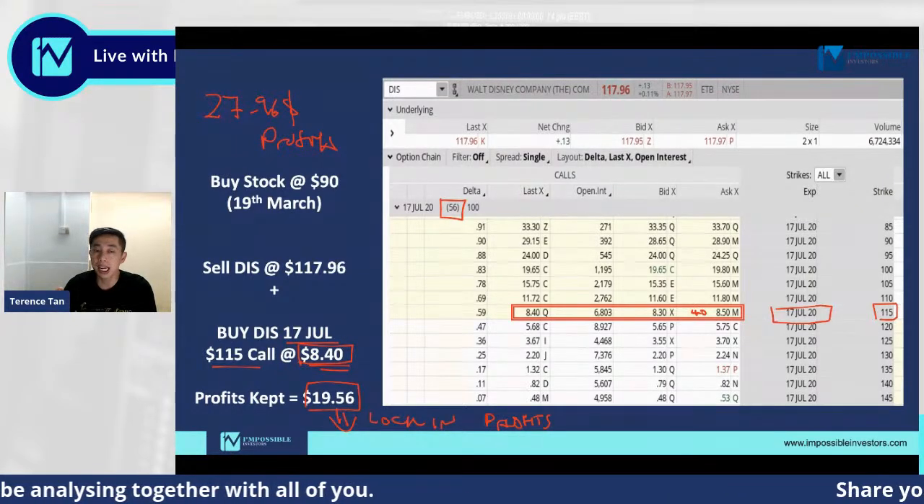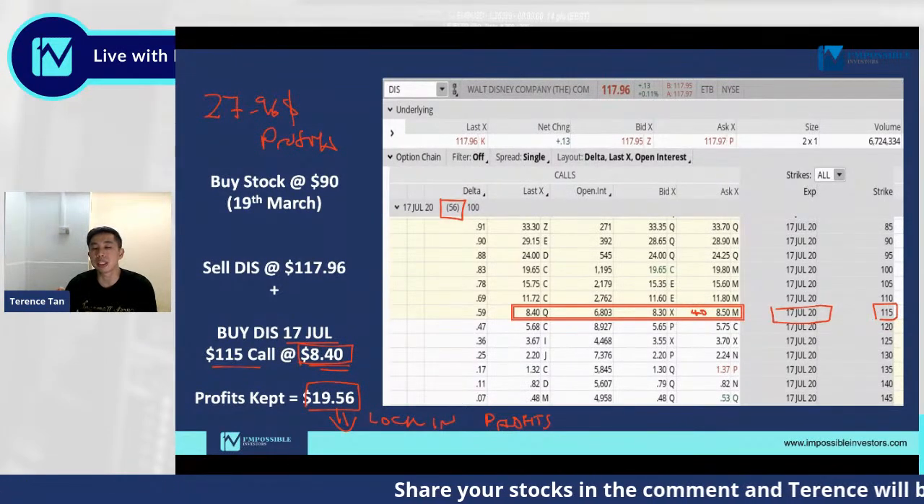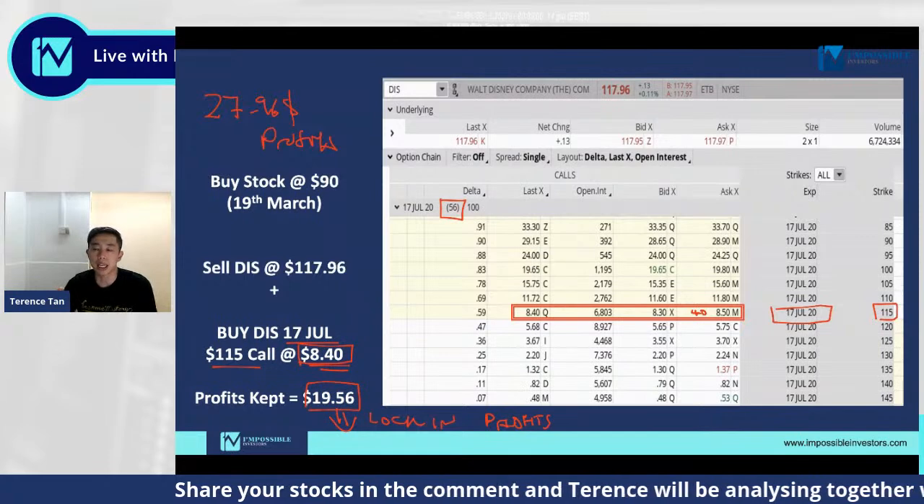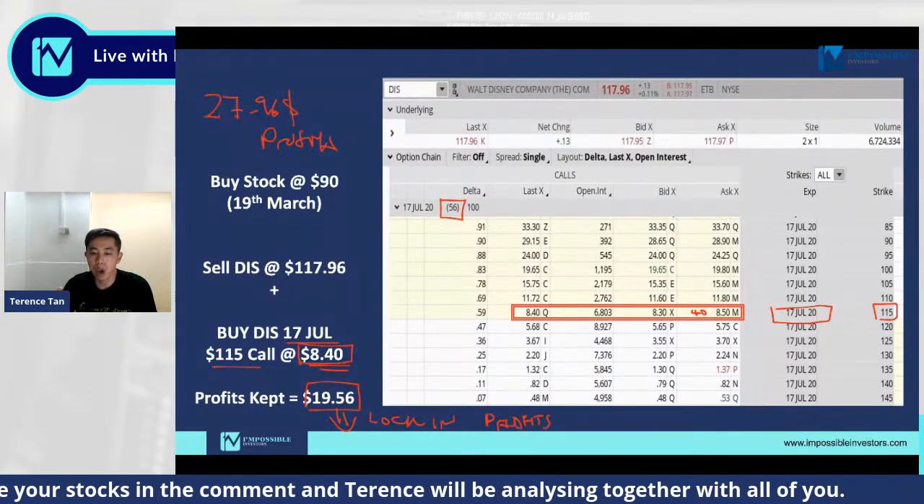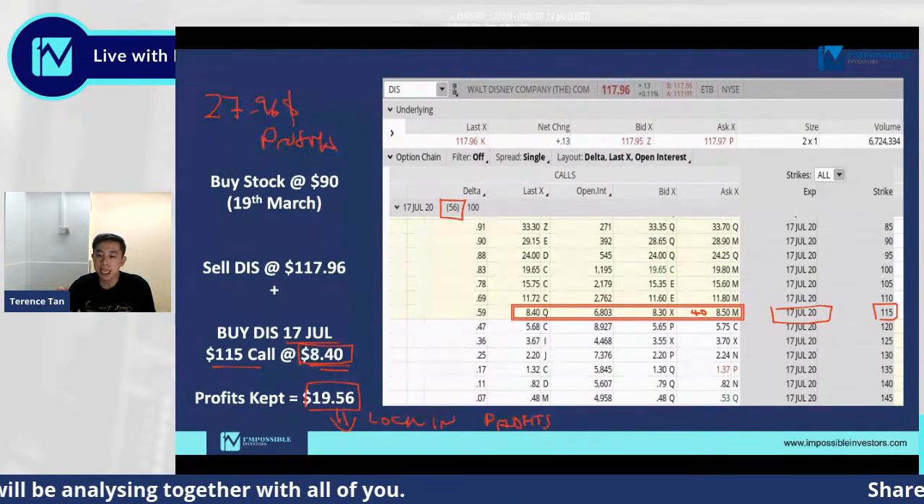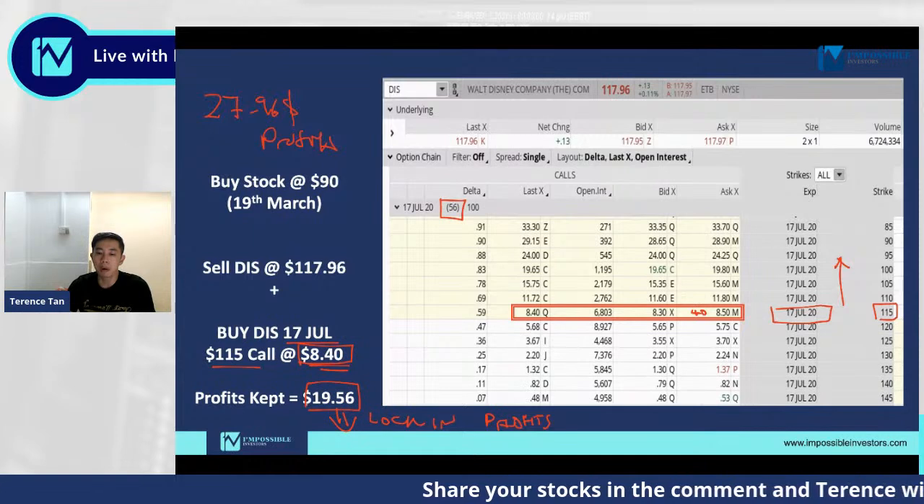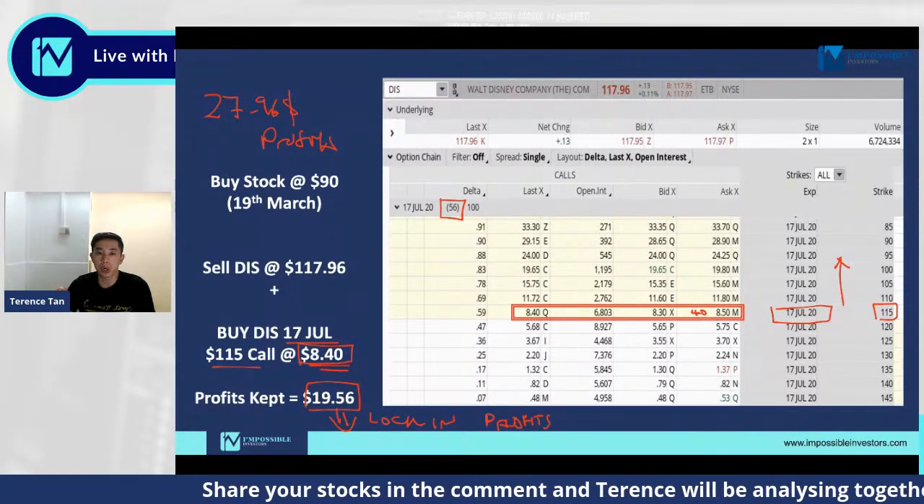Can I lose less than that? Yes, definitely. Anytime you want to get out of your option, you just sell it off and end the whole trade. But you have kept 1956 in your pockets, yet you maintain the upside if the stock continues to go up. The call option is going to bring you more and more profits when you do so.